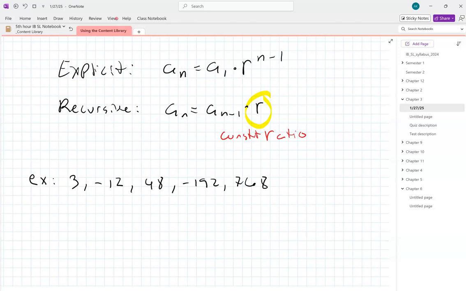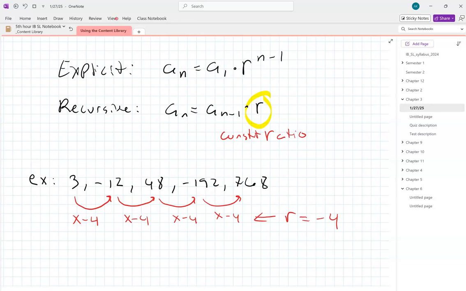So what I'm going to look for here is a constant factor for multiplication. And I see that negative 4 times 3 is negative 12. And negative 4 times negative 12 is positive 48. And negative 4 times positive 48 is negative 192. And negative 4 times negative 192 is positive 768. So that tells me this is geometric as opposed to arithmetic.